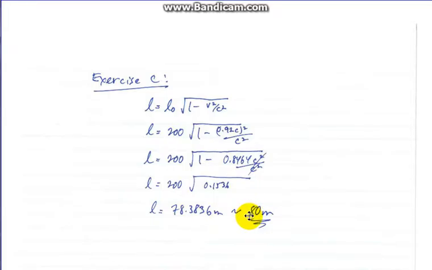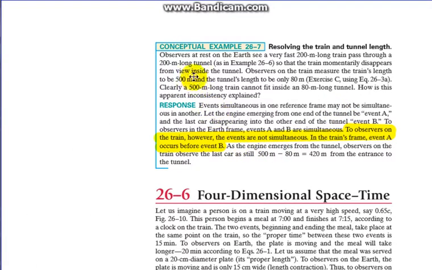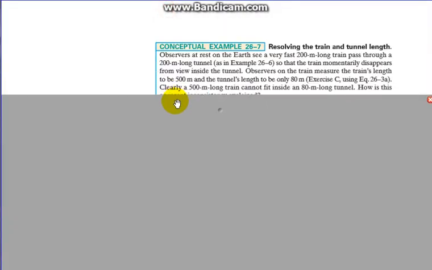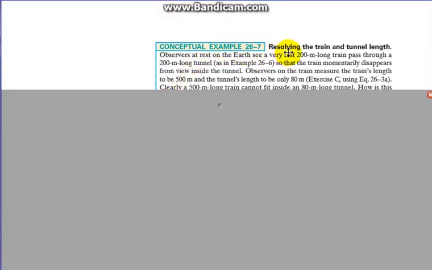So the people on that 500 meter long train see the tunnel being 80 meters only. So they're saying something completely different. And again, simultaneity is not agreed upon because of the high speed these guys are going at. Lastly here, resolving that train tunnel fiasco, how weird that is. Observers at rest on Earth see a very fast 200 meter long train pass through a 200 meter long tunnel.